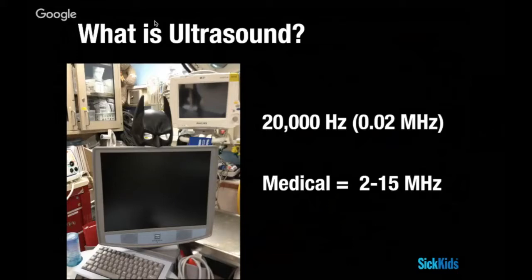Which is a couple of orders of magnitude lower than the values we talk about in medical ultrasound. The lowest we ever really use in medical ultrasound is 2 megahertz, so a couple orders of magnitude higher than we can hear. And then there are probes. We have a probe that goes up to 20 megahertz, but the majority of what you'll see is between 2 to 15 megahertz.